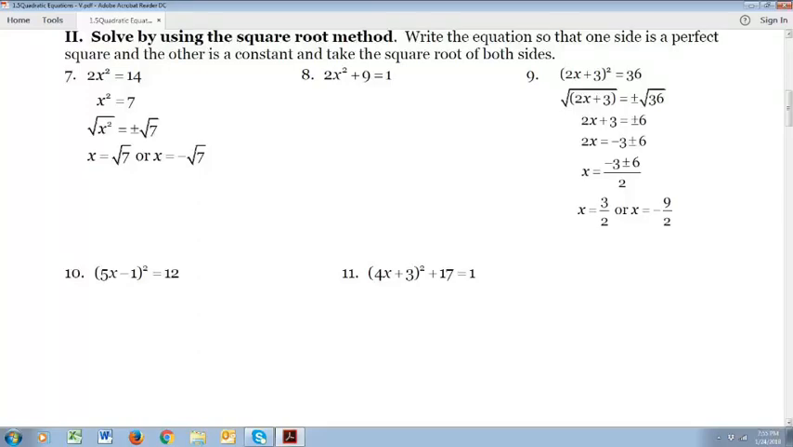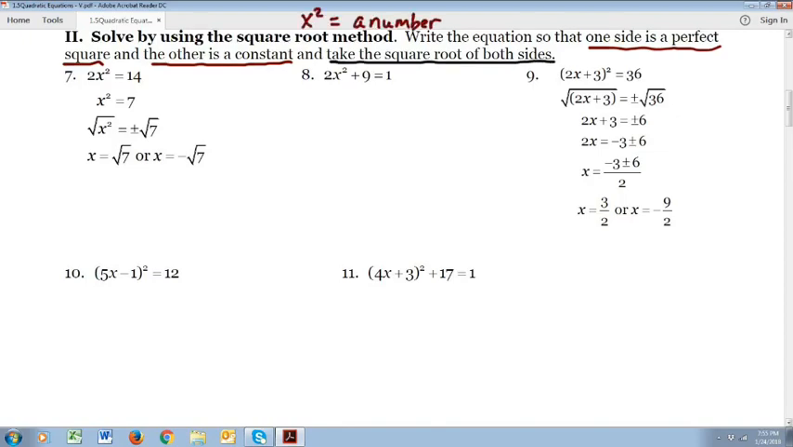In this video, I'm going to show you how to solve quadratic equations by using the square root method. So notice it says write the equation so that one side is a perfect square and the other is a constant, and take the square root of both sides. So I want to talk about this. The key is that you need one side to be a perfect square, the other side a constant, and then you take the square root of both sides.